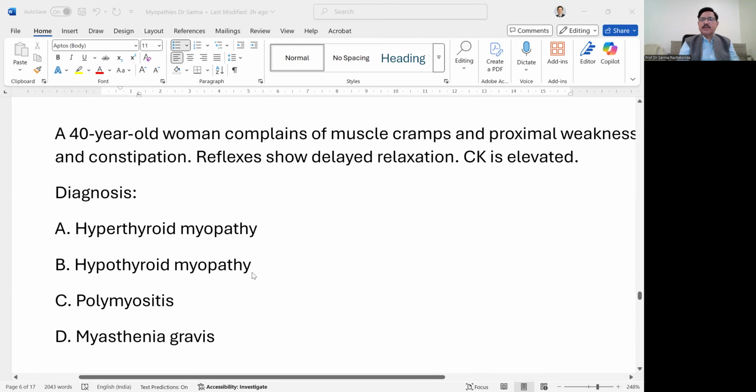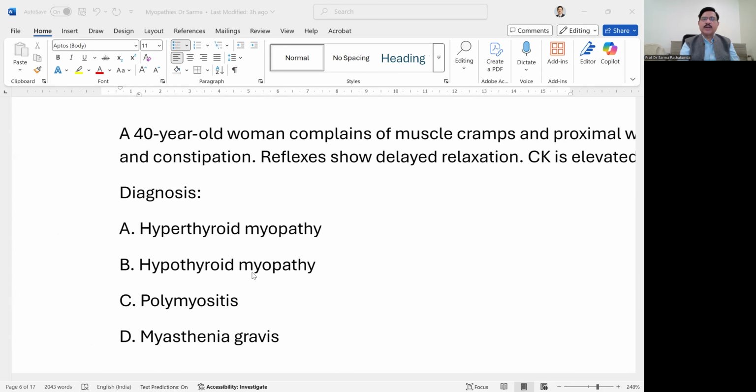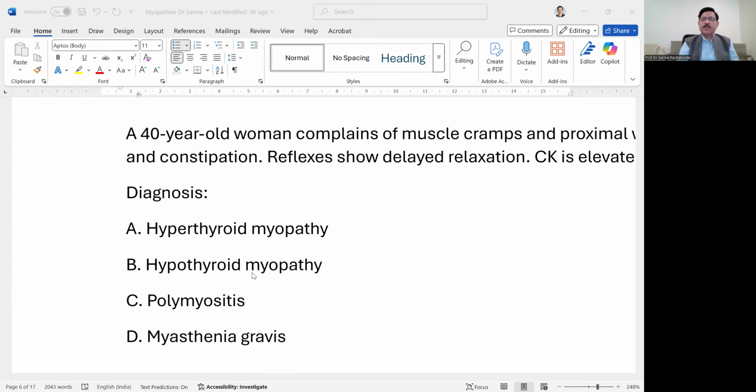Why not hyperthyroid? They will have weight loss and diarrhea, not constipation, and the DTRs will be brisk, not delayed. Why is it not polymyositis? Muscle cramps and proximal muscle weakness are there, but other features of endocrine disorder will not be there in polymyositis.